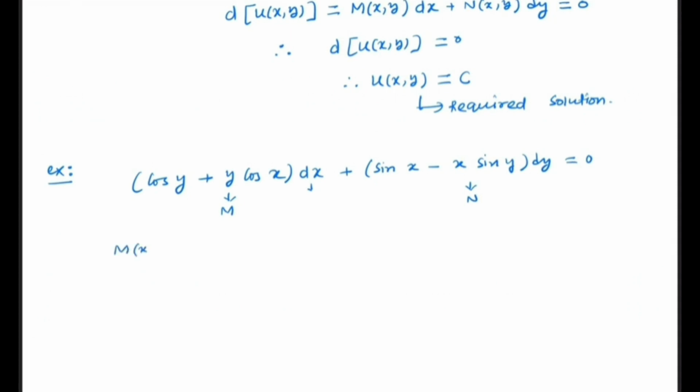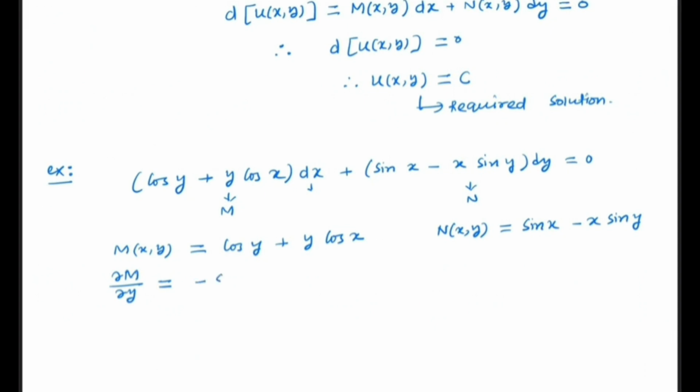So here M(x,y) is cos y + y cos x, and N(x,y) is sin x - x sin y. So we need to find ∂M/∂y. The partial derivative with respect to y: the derivative of cos y is -sin y. Here x is constant, so cos x stays cos x, and the derivative of y is 1. So it will be -sin y + cos x. And what will be ∂N/∂x? It is nothing but cos x - sin y, because here y is constant.